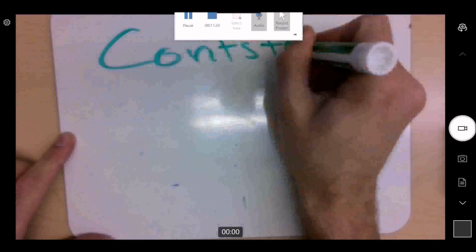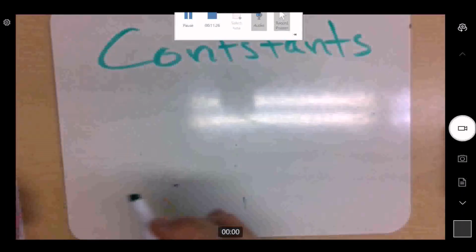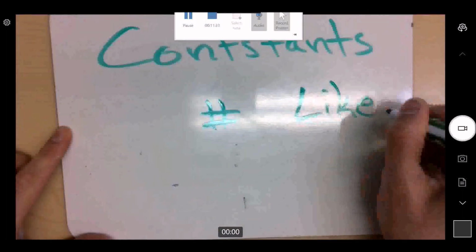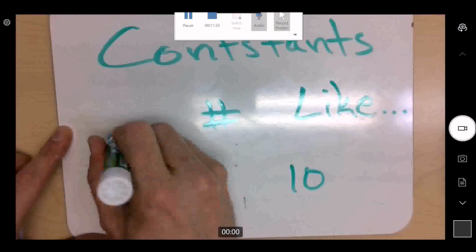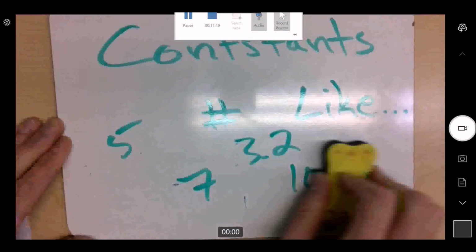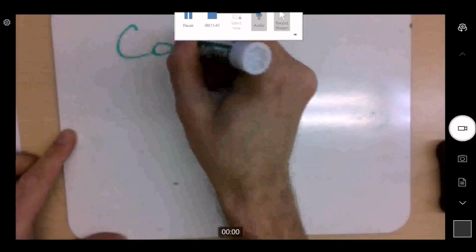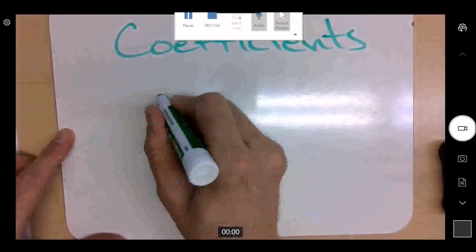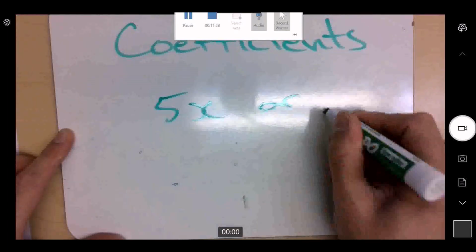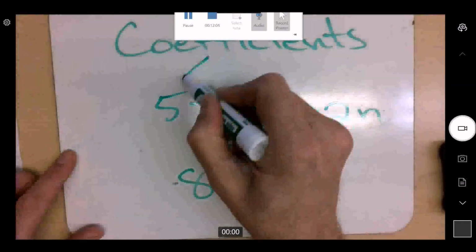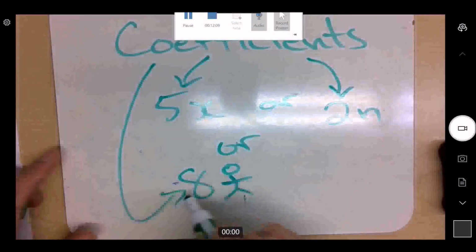A constant is something that just doesn't change. Although apparently I spelled it consistent, but it's just a number. It could be just like 5 or 10 or 7.3 or 3.2, but it's always that number, it never changes. A coefficient is something that works with a variable. It's usually right up beside it, indicating that it's multiplying. So 5x, 5 is the coefficient, 2n or 8 times a guy, because why not? So in this instance, 5, 2, and 8 are the coefficients.